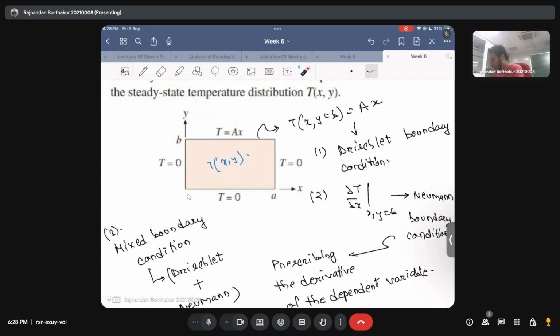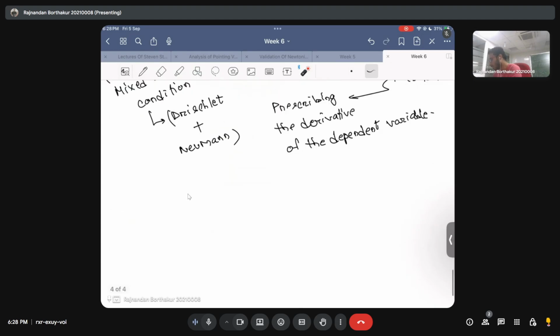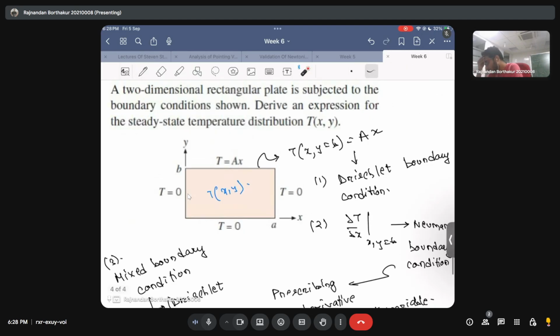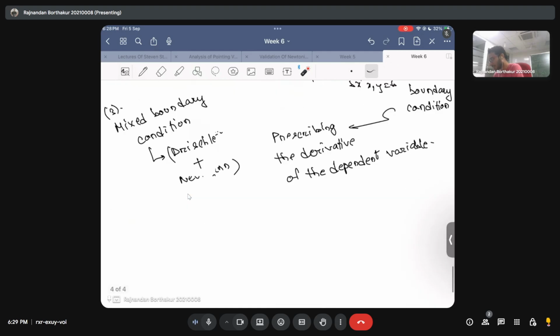All right, so with that, let's try to solve this problem. As I said, this is a problem where we had a rectangular slab where three faces were at temperature T equal to 0, and on the upper face we are imposing a temperature A times x, that is, the temperature on the upper face varies linearly with x. Given this, we are asked to find the steady state temperature distribution of this slab.